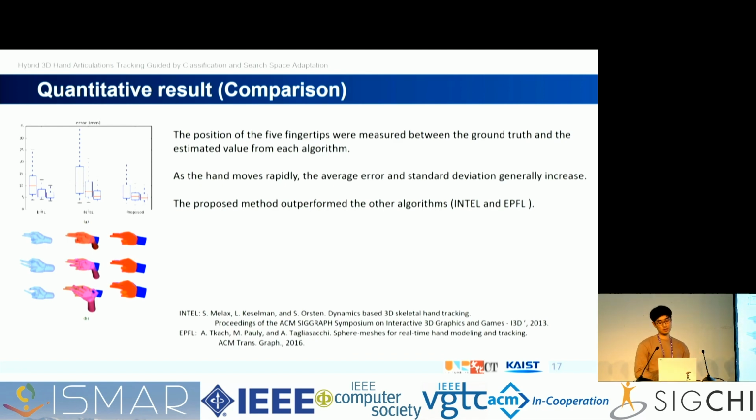Based on the strategy we selected, we compared the proposed method to other algorithms based on a synthetic dataset. We call the two algorithms Intel algorithm and PF algorithm. In the synthetic dataset, the hand model is animated between two poses in American Sign Language. The positions of the 5 fingertips were measured between the ground truth and the estimated value from each algorithm. As the hand moves rapidly, the average error and standard deviation generally increase, but the proposed method outperformed the other algorithms.